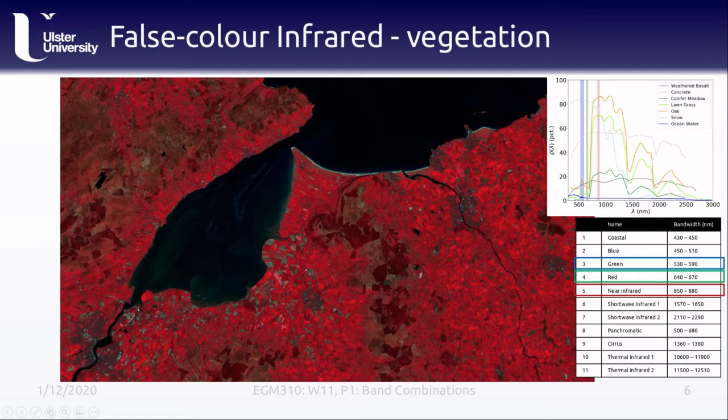In this color combination, urban areas appear mostly blue and gray, indicating that they're fairly bright across the three bands, but perhaps a little bit higher in the green wavelengths.